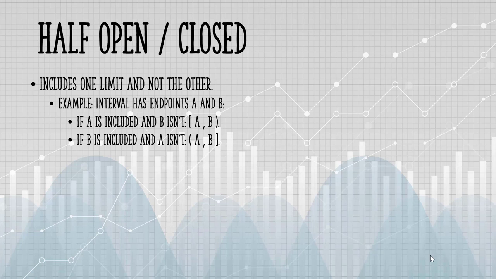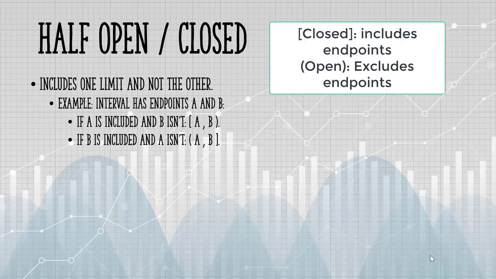An interval which includes one limit and not the other is half closed. If it includes one endpoint and not the other, it's half open. With a closed interval, the endpoints are included in the interval. For an open interval, the endpoints are excluded. So a half-closed interval is sort of like a mixture. One endpoint is in the interval and one endpoint is not. Since we denote an open interval by parentheses and a closed interval by brackets, we denote a half-closed interval by a mixture of the two notations.